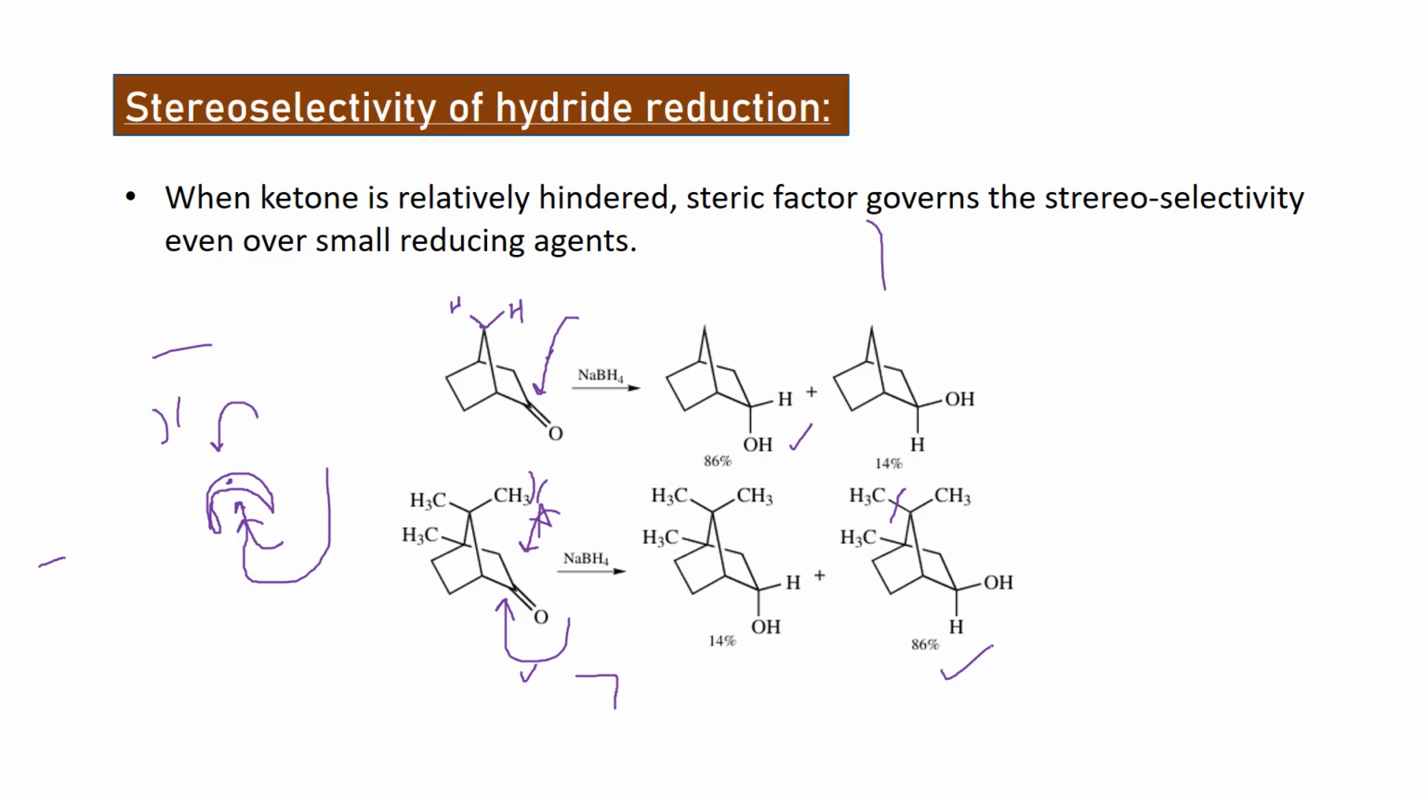Remember, whenever there is a simple reducing agent and a simple substrate, it will approach from the less hindered side. But if it is a bulky reagent or a bulky substrate, then the situation will be just reversed. So this type of substrate has a special case. Try to remember this.